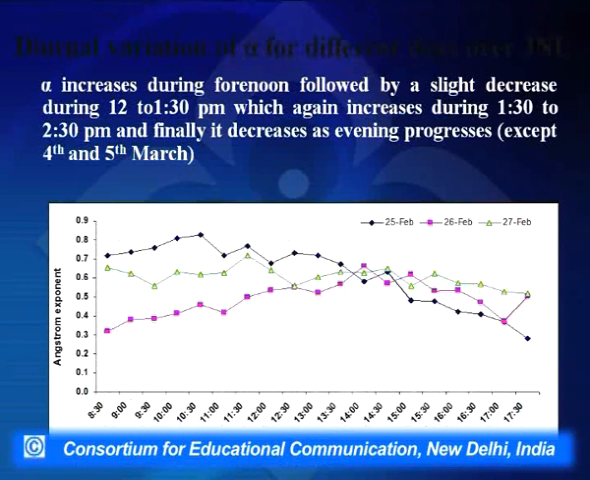Yes, one more interesting result I must show: alpha increases during the forenoon, followed by a slight decrease during 12 to 1 p.m., which again increases during 1:30 to 2:30 p.m., and finally it decreases as evening progresses, except on 4th and 5th March. There were some unusualities on 4th and 5th March.